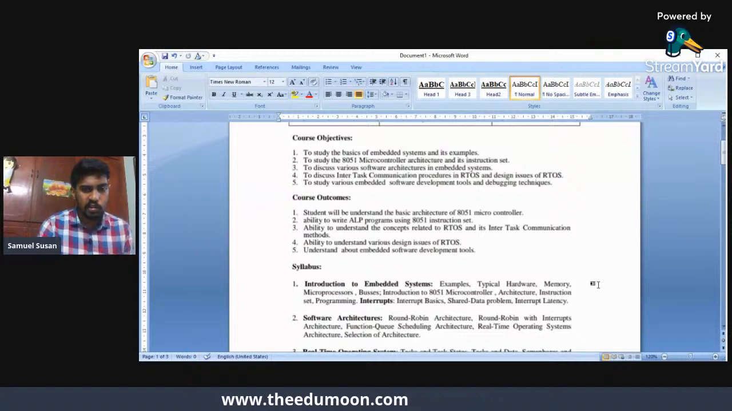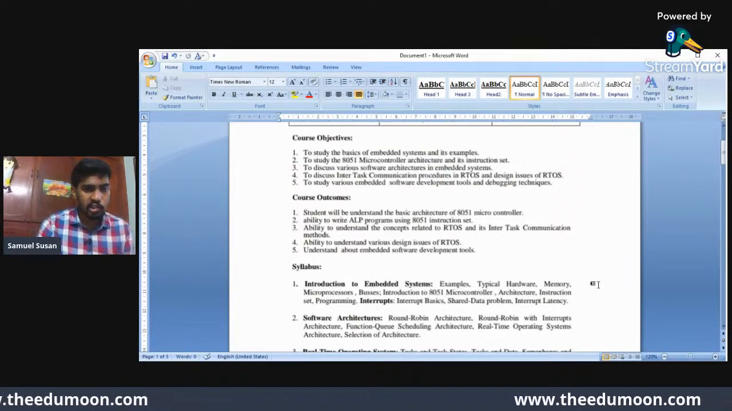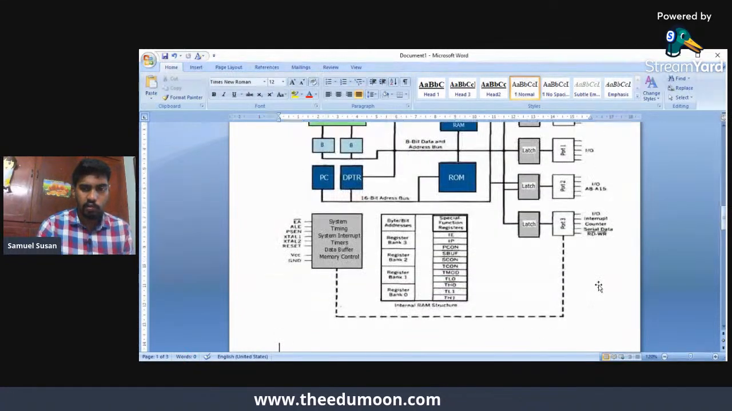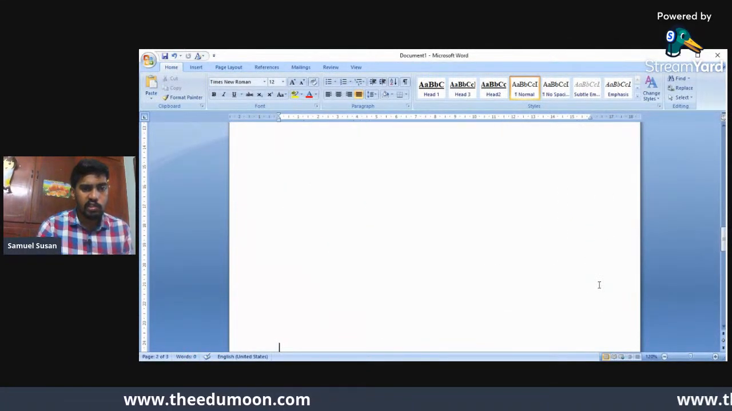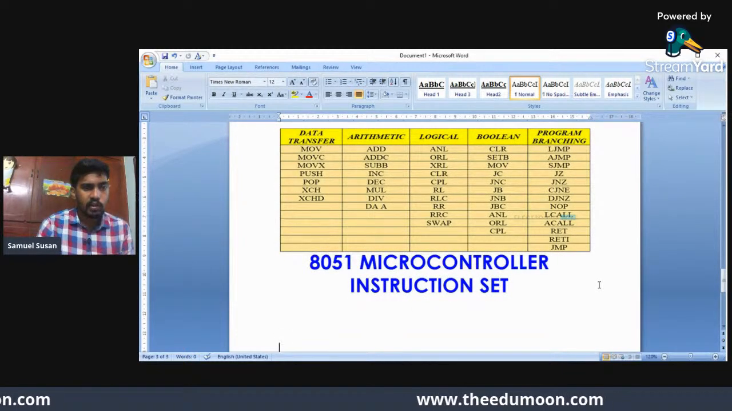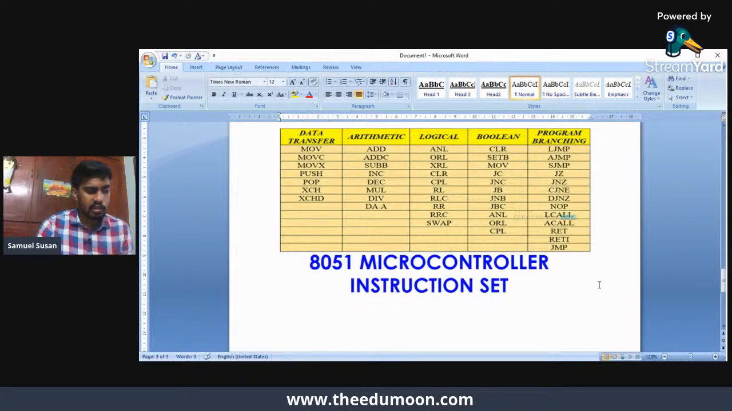And next, coming to the instruction set. Typically we have 255 instructions in the 8051 microcontroller, and it's really hard to remember all of them, right? You don't remember all of them. Instead of that, you just remember what the groups are, like you can see in this diagram.